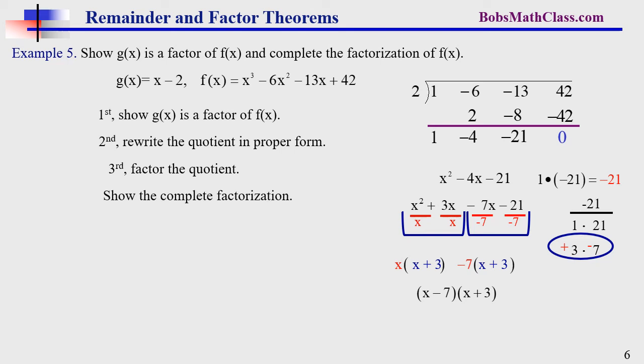Okay, so now we want to show our complete factorization, the whole answer. So the whole answer is not x minus 7 times x plus 3. That's part of the answer. The whole answer, we have to show the original factor that they gave us, the x minus 2. So don't forget to write these two new factors along with the original one that they gave us. So that is f of x completely factored. x minus 2 times x minus 7 times x plus 3.